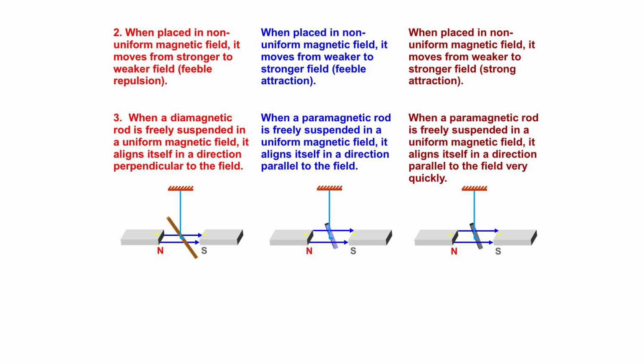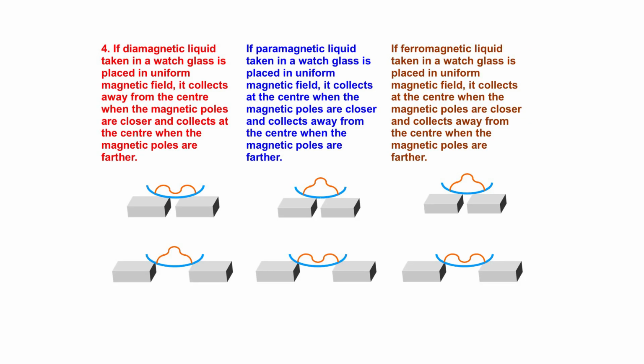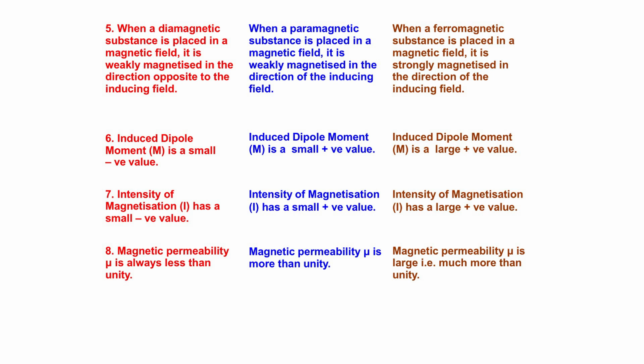And if we go for the fourth property: if some liquid is taken in a watch glass and placed over the magnetic field, and the poles of the two fields are very near to each other, the liquid will look one way in one case and the same way in the two cases of a similar type. And the fifth one: when the diamagnetic substance is placed in a magnetic field, it is weakly magnetized in the direction opposite to the inducing field, as we discussed.